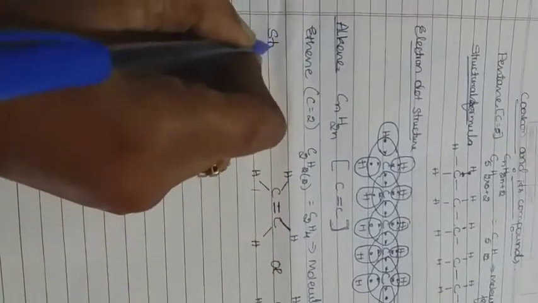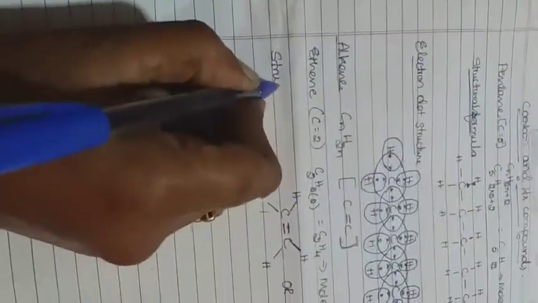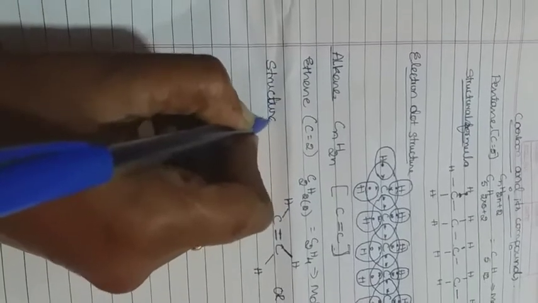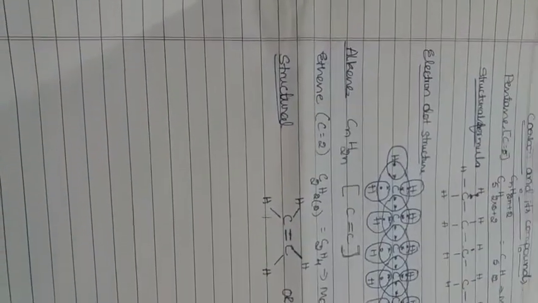In classwork you have to write the molecular formula, structural formula and the electron dot structure of alkane, alkene and alkyne first. Later you have to start with questions, and then it is easy for you to get to know.